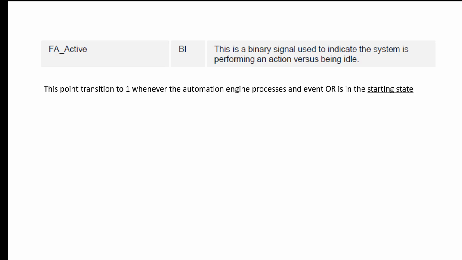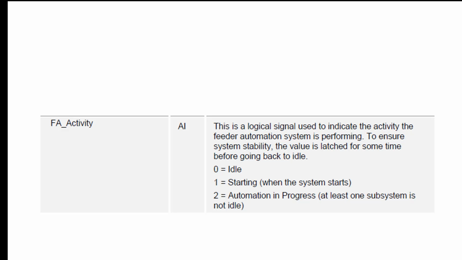This point transitions to high whenever the automation engine processes an event, but unfortunately also does it whenever it's in the starting state. So what can happen is if you make a change in YFA and need to restart the services, this state will go high, it will trigger an email, and that will cause concern for some people in your organization. A better point to consider is the FA activity point.